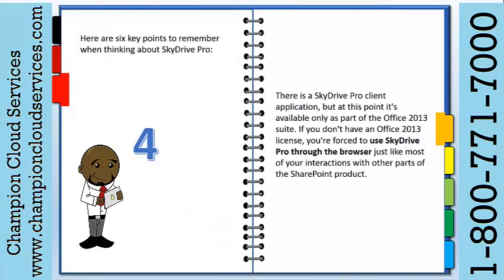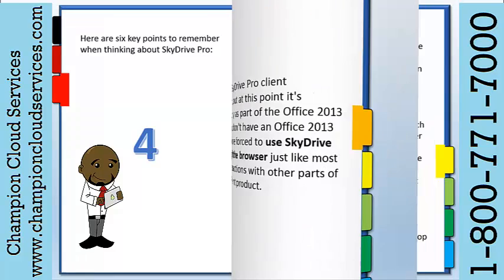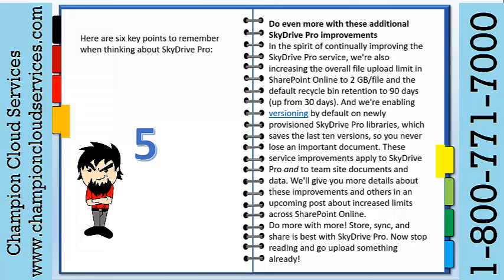SkyDrive Pro, like I said, has a Pro client application that's available both in iOS, in Android, obviously in Windows 8, and all the other devices from a tablet to a phone to your laptop and to your desktop. You can even get more improvements now. They've actually increased the file size that you can share in there, so you can go up to a 2 gig file size. You can also retain your recycled documents for up to 90 days. That's up from 30 days.